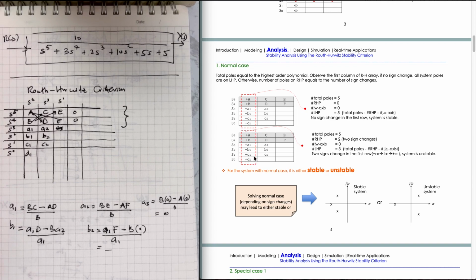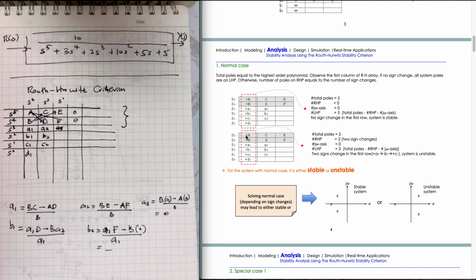Okay, let's see this one. The same thing for normal case. We can fill up all the values in this table, but then some of the values on the first column are of different sign. There's a sign change there. Let's say in this case, B1 we have negative, the rest are positive. How to count the number of sign changes?